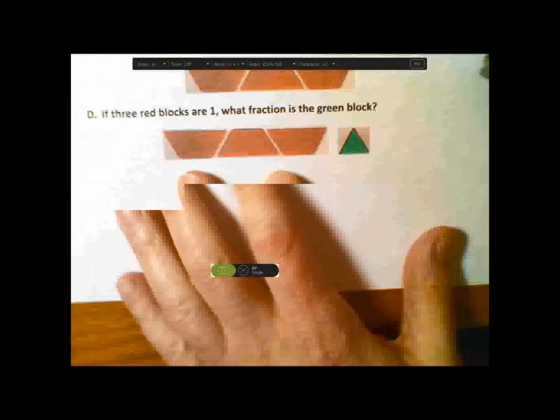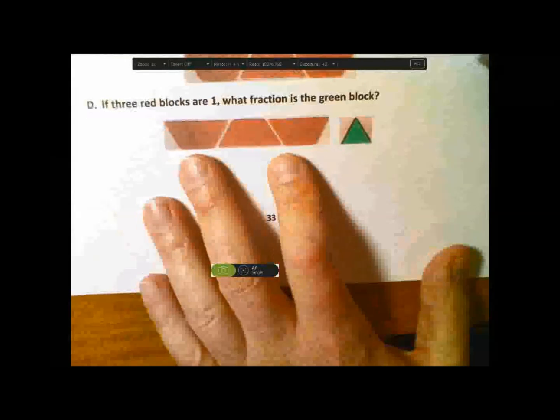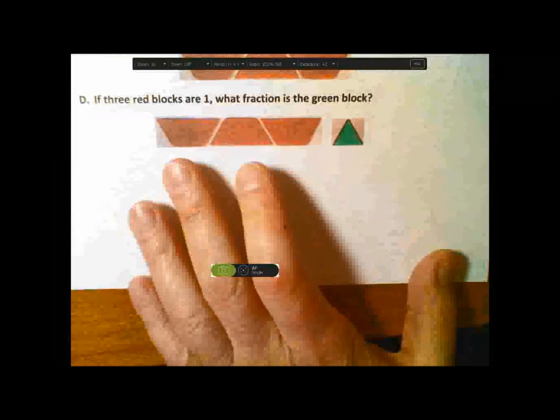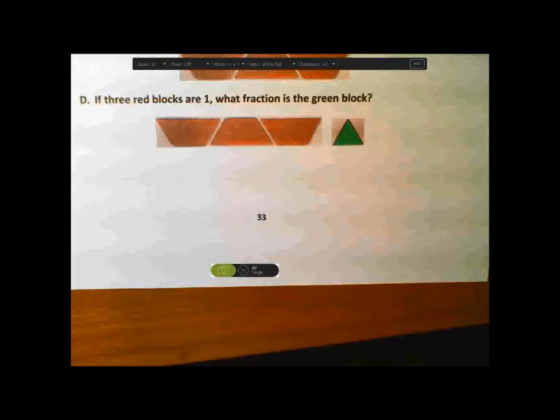Let's look at the last one. If 3 red blocks are 1, what fraction is the green block? Please think about it and talk about it with your neighbor. Build that picture. I want to see you build it. Good. If 3 reds, if that's your whole, how many greens does it take to make that?